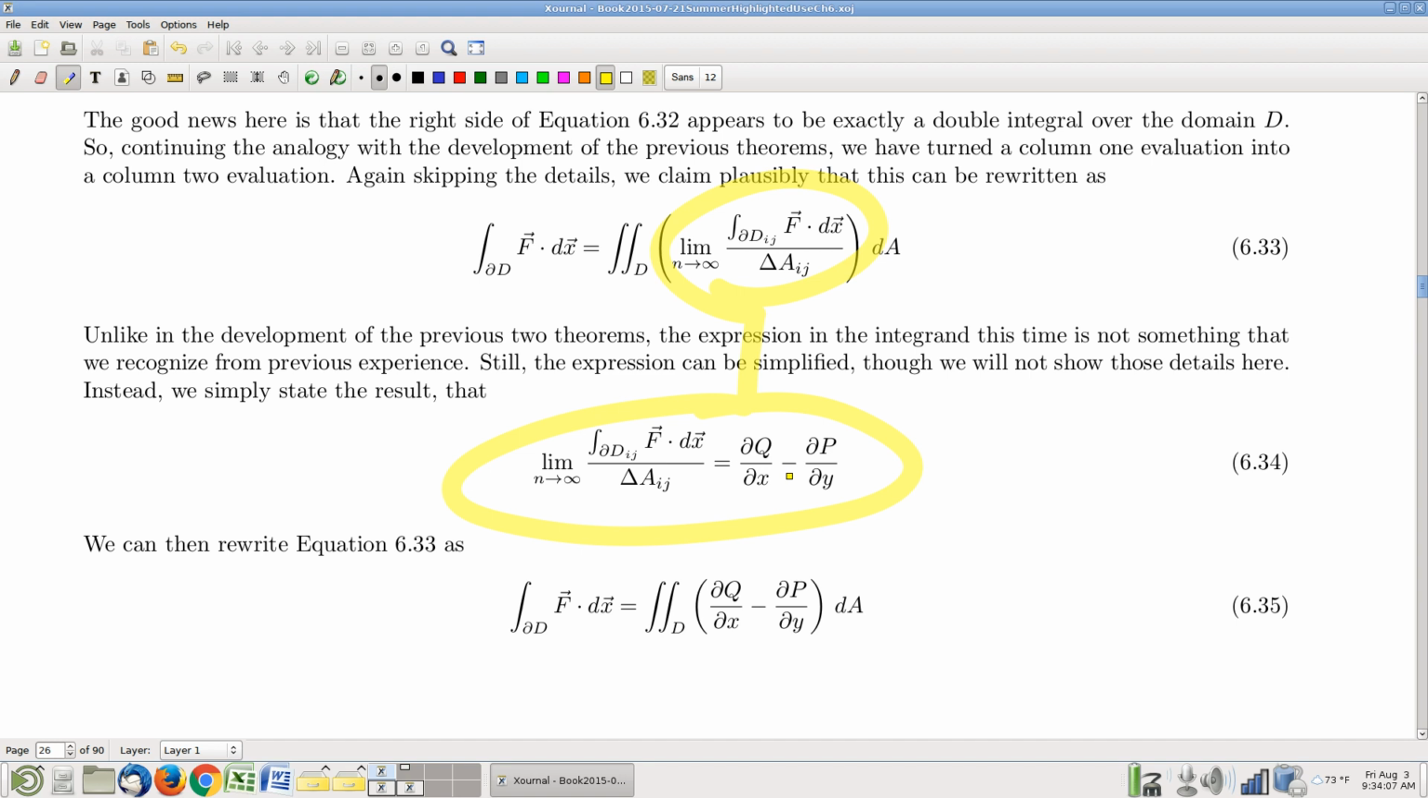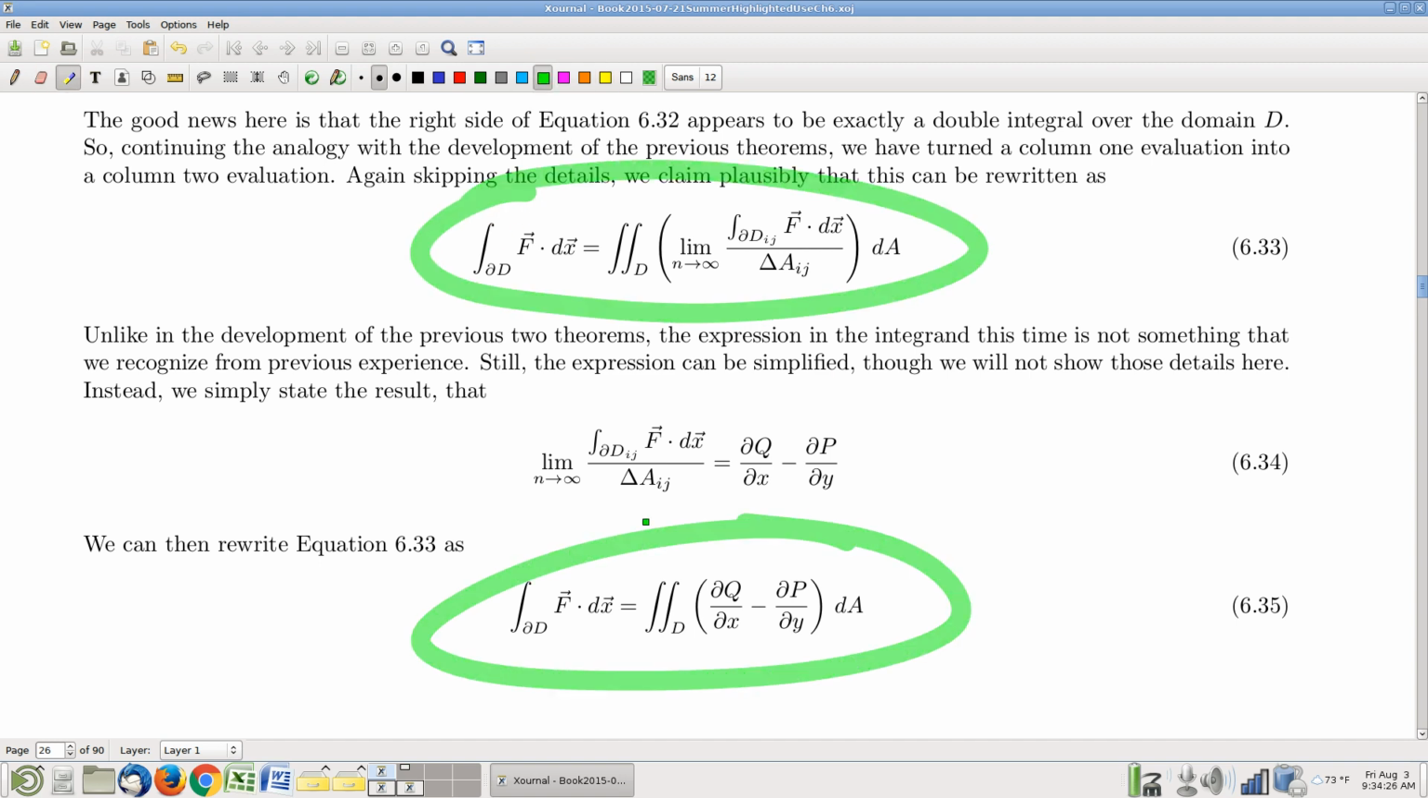And again, I don't want to get into the details. I consider that to be kind of the weeds in this context. There are details there that are not as important as the other things we're talking about. So this is how you compute that integrand, and thus this statement becomes this statement. And this is Green's theorem.